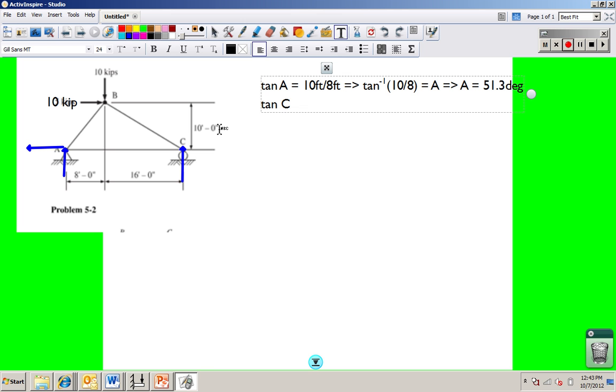And let's go ahead and do C in the same way. The tangent of C is going to be equal to the opposite, which is 10, divided by the adjacent, which is 16. See right here on the bottom. Okay, so from that we get that C is going to be equal to the arctan of 10 divided by 16. So C is going to be equal to, I get 32 degrees. All right? So that begins to give me some information I know I'm going to need about my triangle.